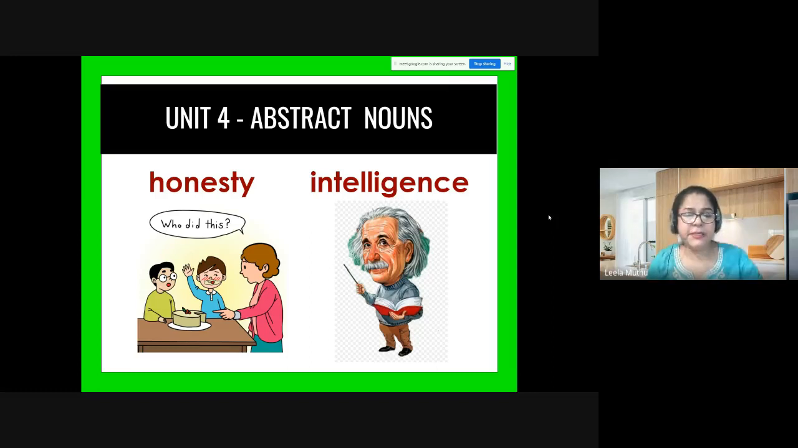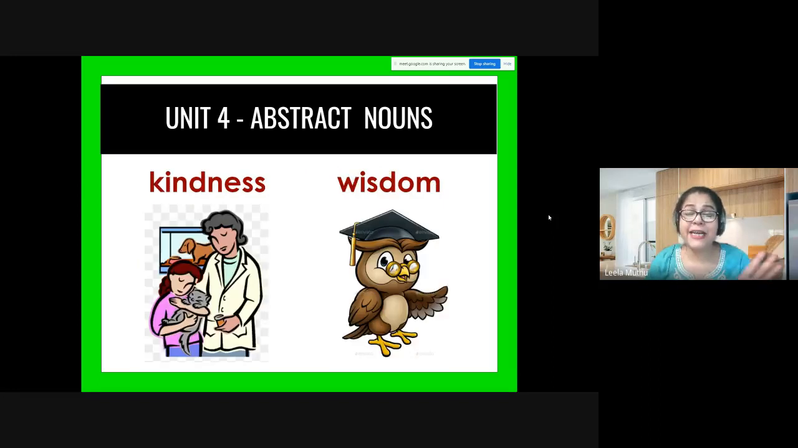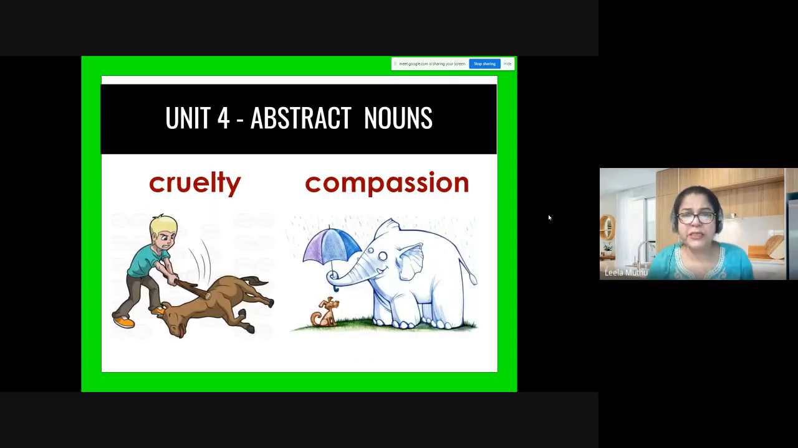An intelligent person has the quality of intelligence. A kind person has the quality of kindness. A wise person has the quality of wisdom. You cannot touch kindness. You cannot touch wisdom. You can have wisdom, you can experience kindness, but you cannot touch it. Cruelty. Terrible quality to have. A cruel person has the bad quality of cruelty.